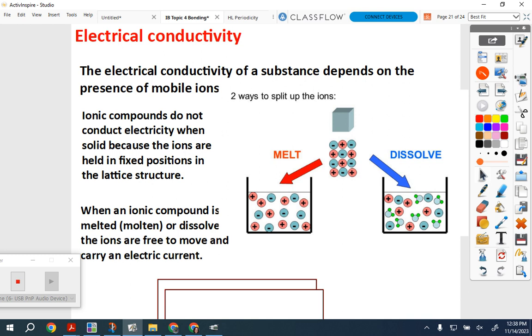So that's what those electrolyte replenishments, or even Pedialyte, are for. If you have been sick and you've been vomiting or something like that, you're also losing a lot of ions, you're lowering your concentration of ions, and so that's why drinks like that are used as rehydration. There are other reasons for that too, like the osmotic pressure in your cells. But dissolving the ionic compound or melting it will allow it to conduct electricity. If it's fixed in the lattice structure, it cannot.